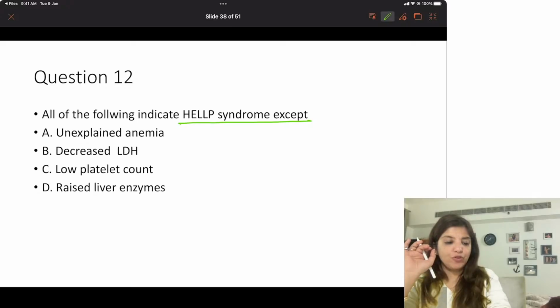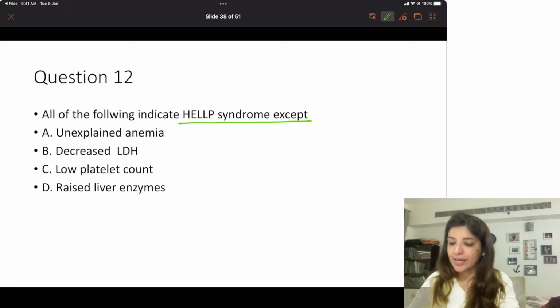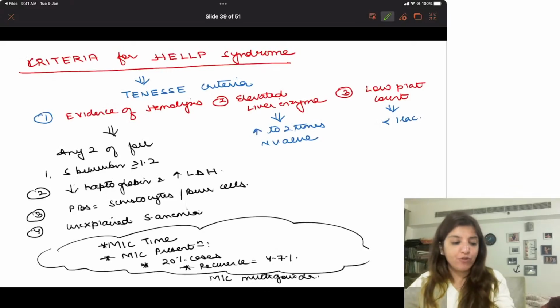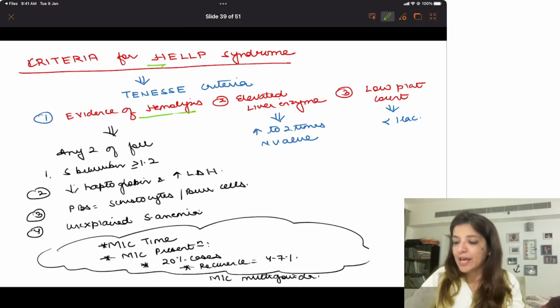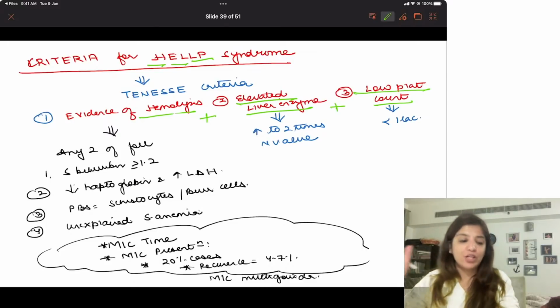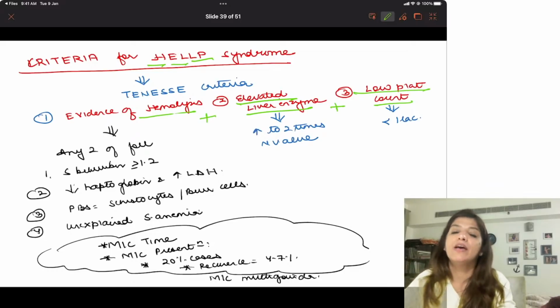I can see most of you answering this question as B, and that's right. So what is the criteria for HELP syndrome? The criteria for HELP syndrome is Tennessee's criteria. According to Tennessee's criteria, H stands for hemolysis, EL for elevated liver enzymes, and LP for low platelet count. So all these three things should be satisfied. There should be evidence of hemolysis, elevated liver enzymes, and low platelet count to call it HELP syndrome.